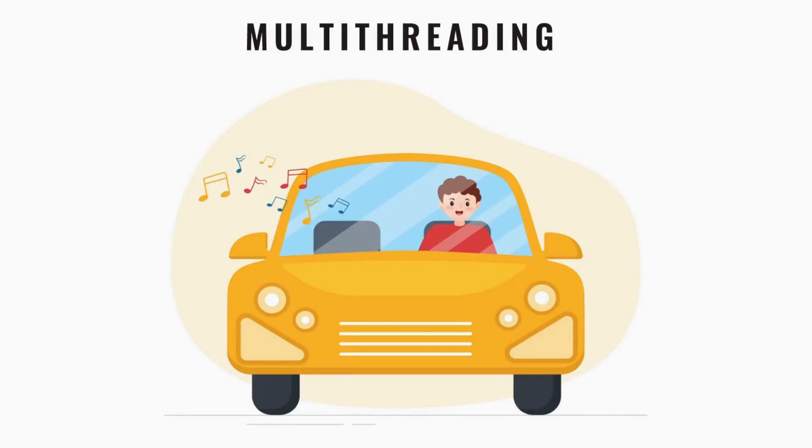Now that we understand what threads are, let's discuss multi-threading. Multi-threading in Java refers to the ability of a Java program to execute multiple threads concurrently. This concurrency enables a program to perform multiple tasks simultaneously, improving efficiency and responsiveness.